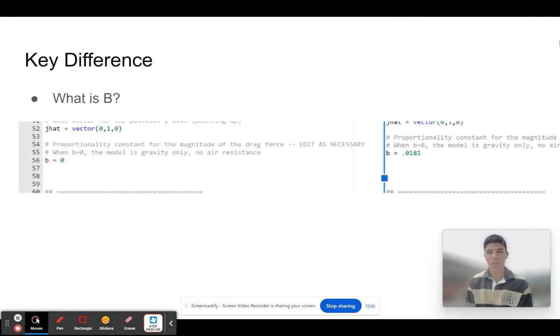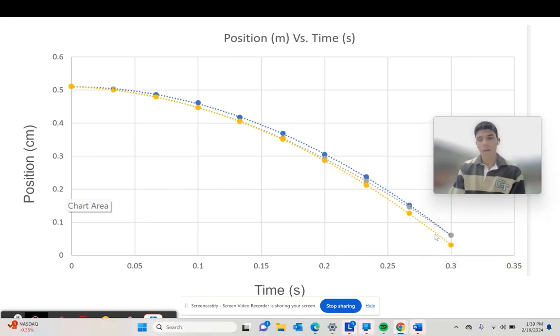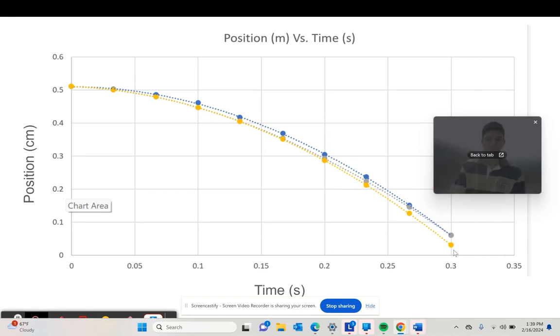So what's the key difference? Well, B is not 0, it's equal to some value, which means that we're trying to account for some form of the force of drag. So here's my position time graph, where the blue is our actual data. Our yellow, which does not account for the force of drag, overpredicts the change in position of the eraser. It thinks that it will be moving farther down than it actually ends. And our second model in gray overpredicts the change in position throughout the middle of the trajectory, but in the end is able to correctly predict the final position.